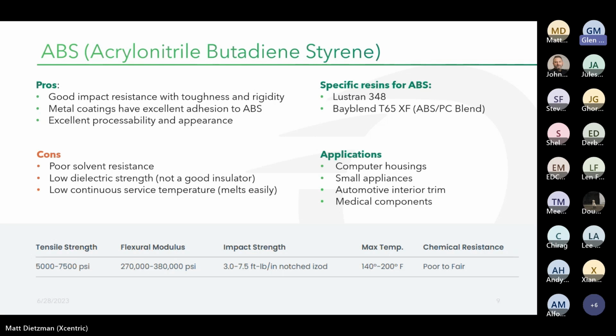Some of the applications, a lot of housings like your PC and your computer, more times than not, those are made out of an ABS material. Same with small appliances, any of those plastics that form a lot of the housings, a lot of the interior trim on automobiles, and certain components of medical devices as well.